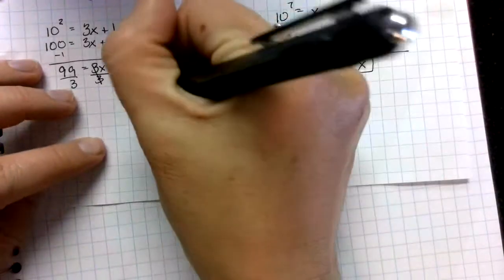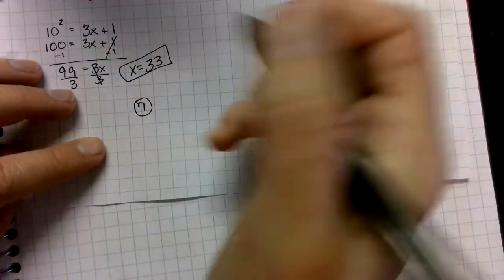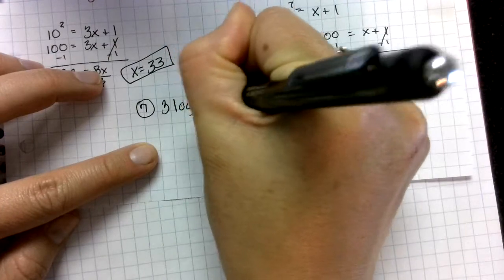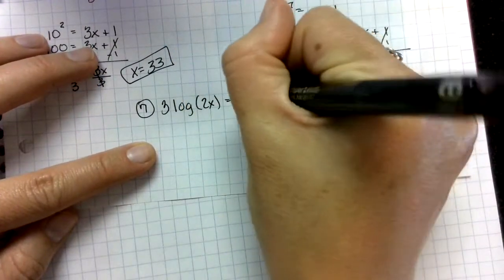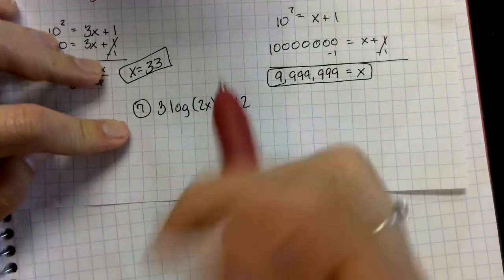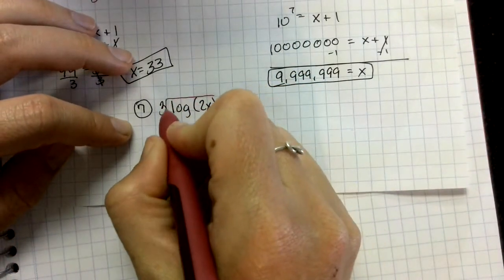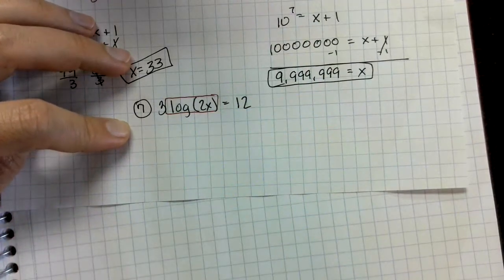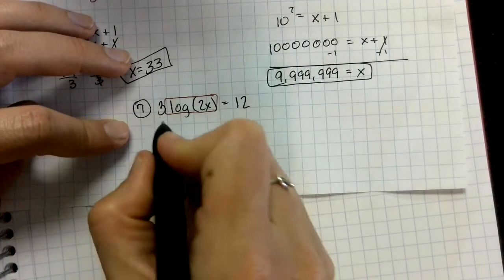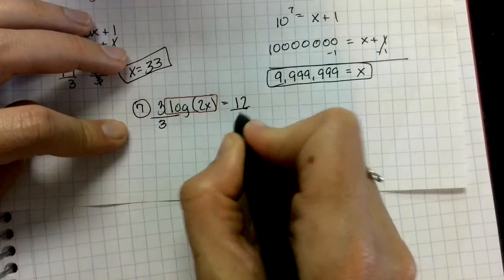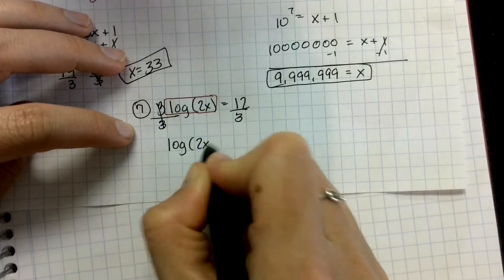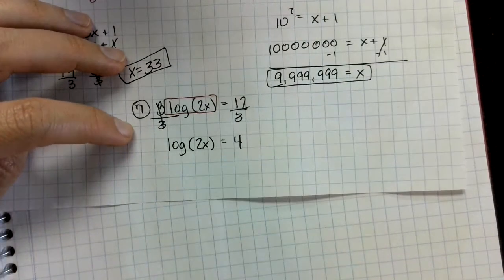Okay, one more example of this type. So let's say that we have 3 log of 2x equals 12. So one of the things that we have to do, before we can use BAY, is get our log by itself. So that means in this particular problem, I have to get rid of the 3. So I'm going to divide each side by 3. So I will have log of 2x equals 4.